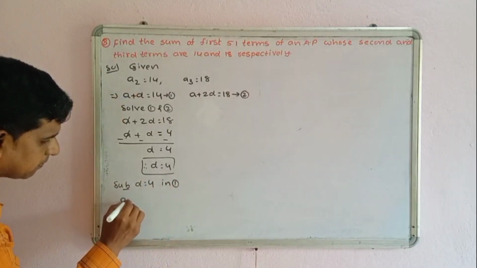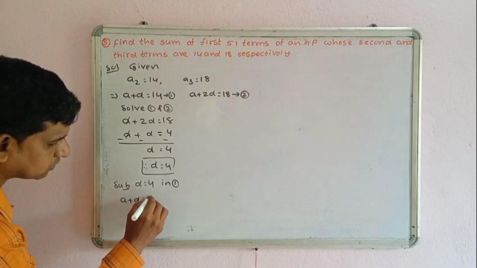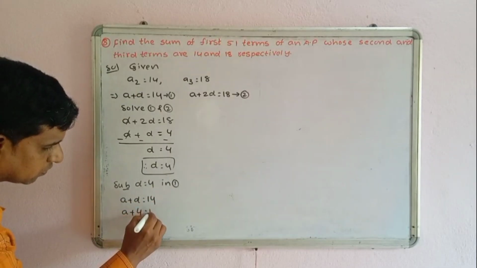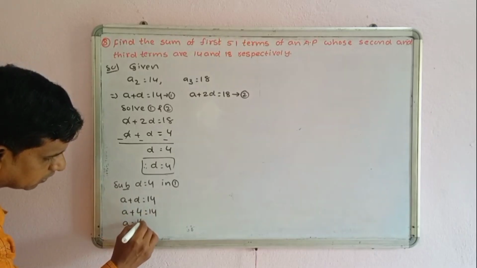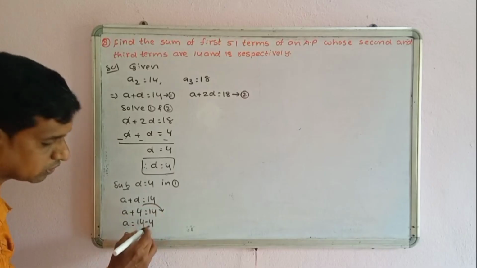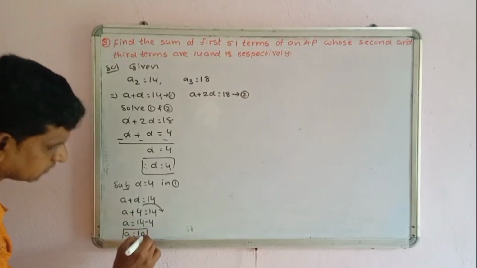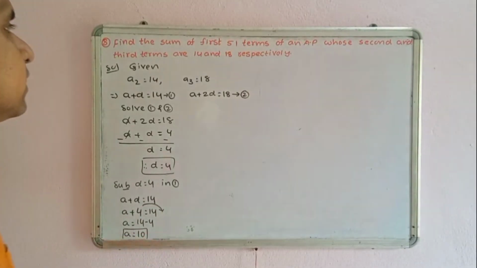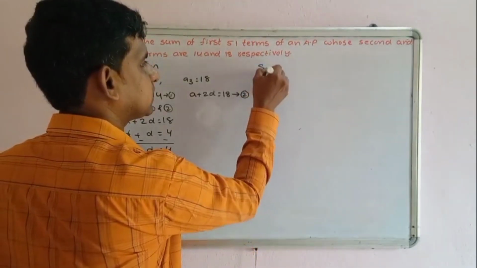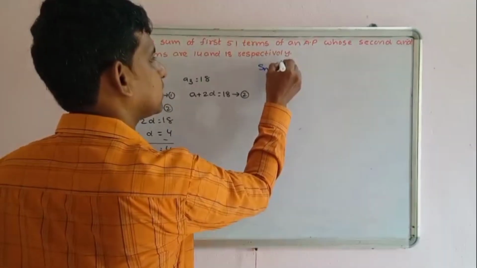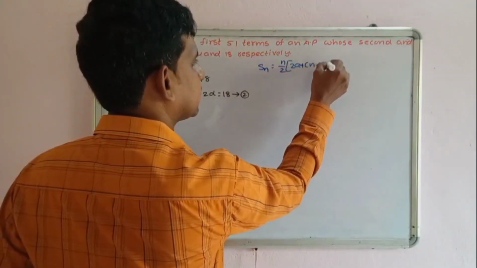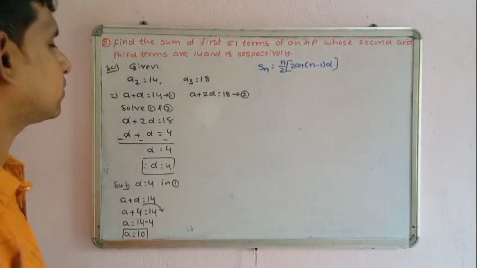So, what is 1? a plus d equals 14. a plus d value 4 equals 14. So, a equals 14, 4 transposed to right side, minus 4. Therefore, a equals 14 minus 4 is 10. Now we will find the sum of first 51 terms, that means S51. What is the Sn formula? Sn formula is n by 2 into 2a plus n minus 1 into d. Now S51.